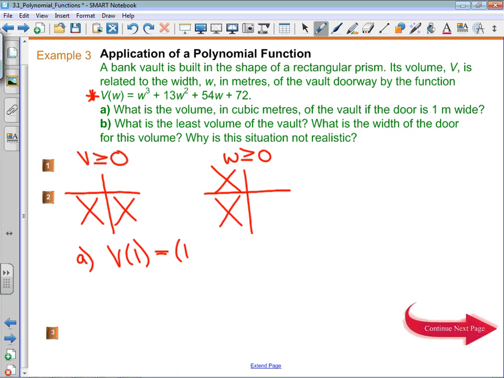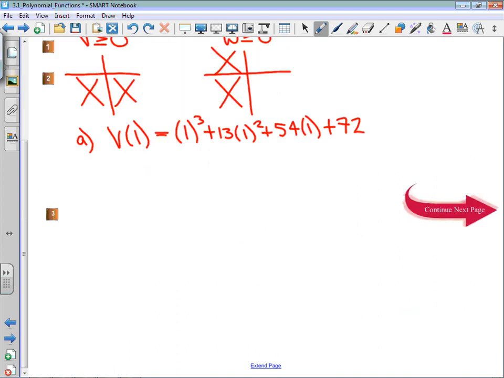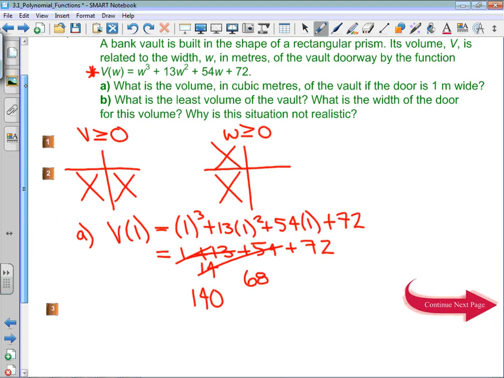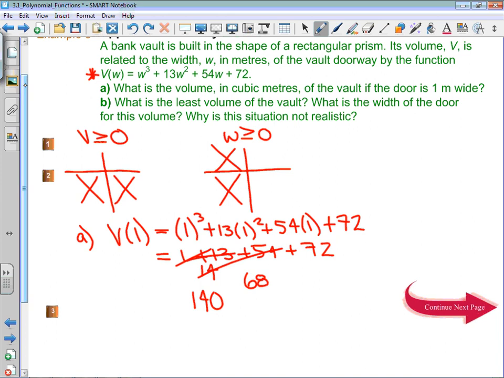So this is going to be 1 cubed plus 13 times 1 squared plus 54 times 1, finally plus 72. Then I can add those together. That's 1 plus 13 plus 54 plus 72. So that's 14, that's 68. 68 plus 72 is 140. Looking back up at the question, units matter. It tells us the volume is in cubic meters, so I'm just going to put meters cubed on the end there.